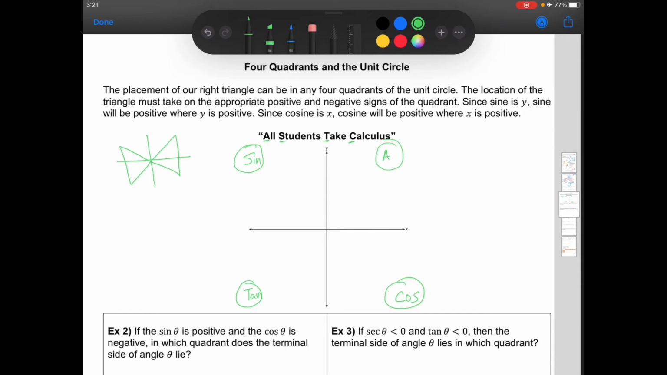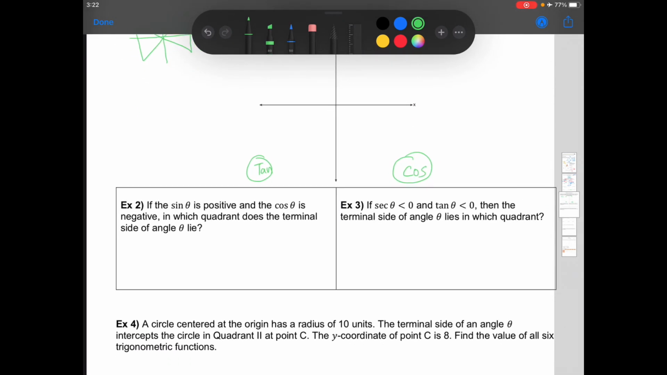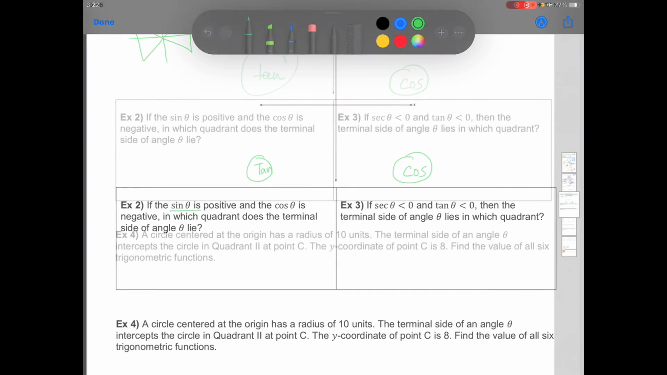Remember your ASTC. So anytime you draw the coordinate plane, you're going to be writing ASTC, and that will help you understand which trig function is positive or negative in a given quadrant. So let's do a few examples related to that.